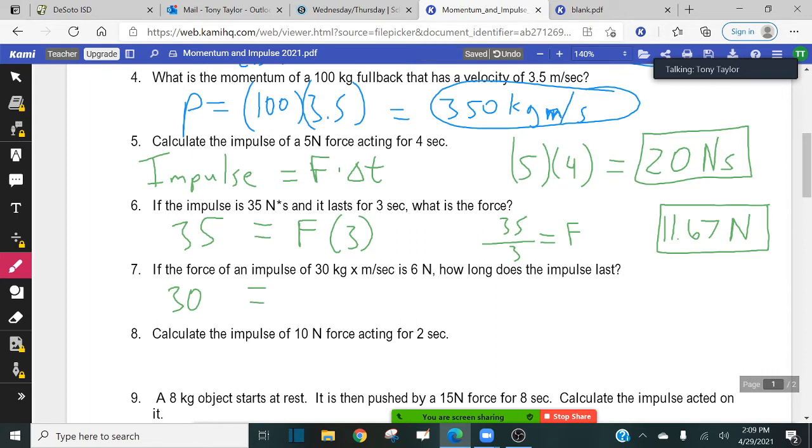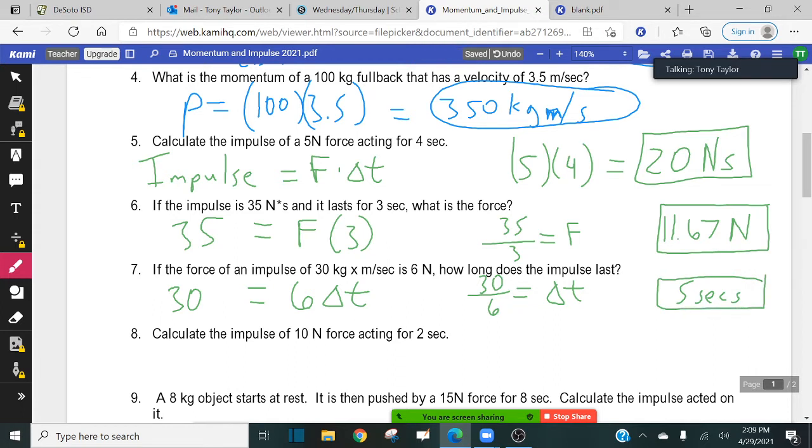It's equal to, it says the force is 6 newtons. So we're trying to figure out how long is the impulse lasting. In other words, we're solving for the time interval. So you can easily solve this equation because 30 divided by 6 gives you delta t. What is 30 divided by 6? That is clearly 5 seconds for our time.